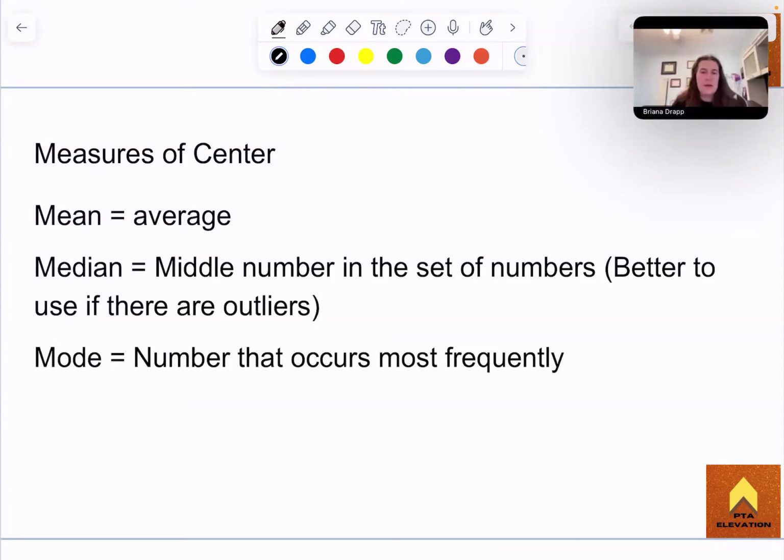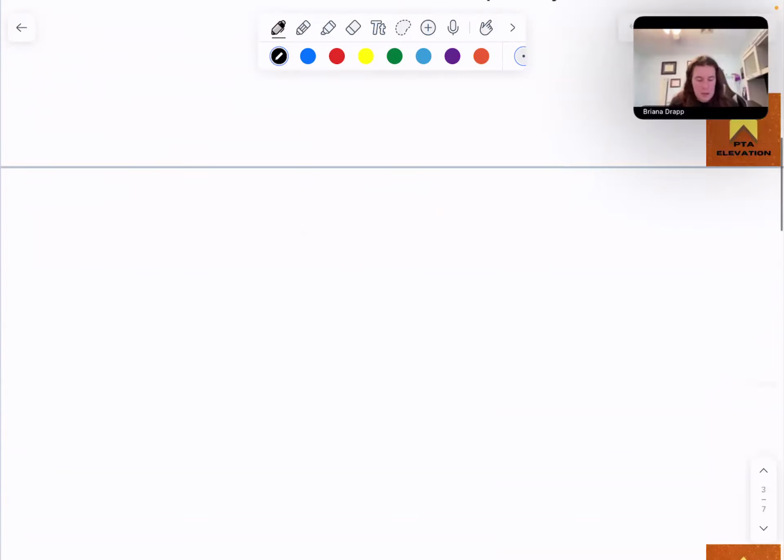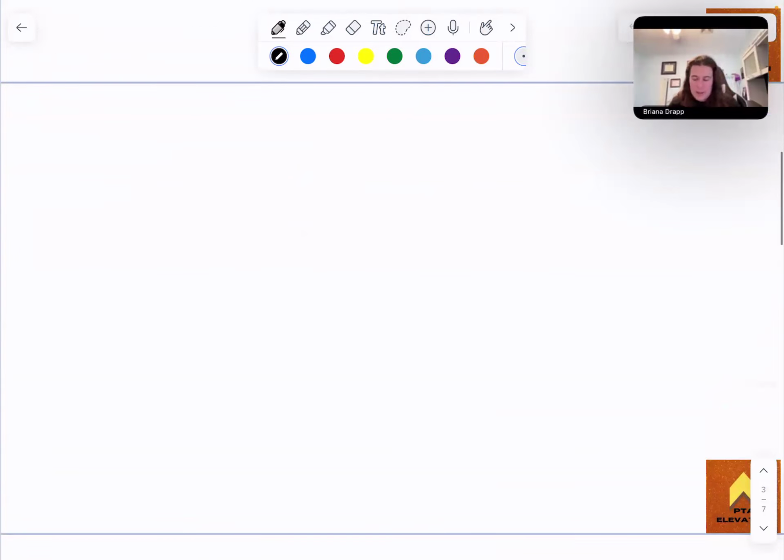Then mode is the number that shows up most frequently. So we'd most expect to see somebody with this condition being this age. So let's pull out a data set of numbers here. Just for the sake of this, again, in an actual research setting, you would need at least 30 individuals to do a t-test to make it a valid test of a patient population, but we're just going to use 10 numbers for an example.